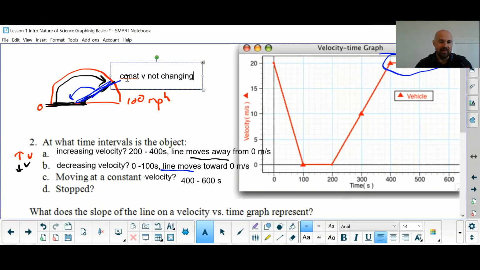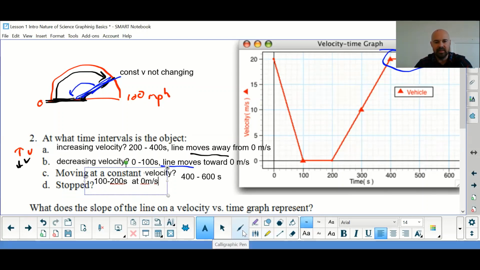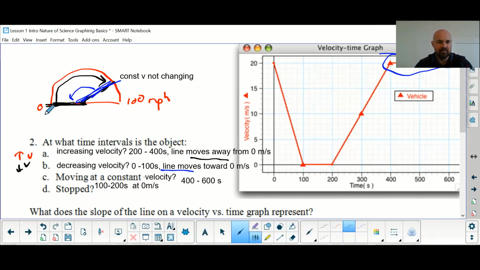whatever value it is. And then finally stopped, the stop time, that's from 100 to 200 seconds. And that has to be at 0 meters per second. So if you're stopped, your speedometer only reads that value. So it can only be at 0, that means stopped. So that is the only other thing. Some people might have answered, oh, why isn't 100 to 200 moving at a constant velocity? There is a constant velocity there, but the word moving is really the one that describes the difference. Okay, so that's just interpreting the graph.